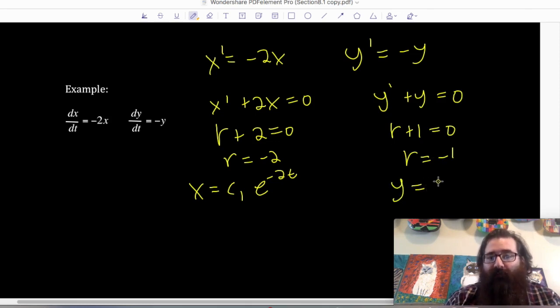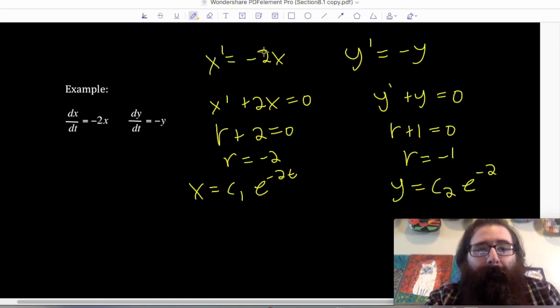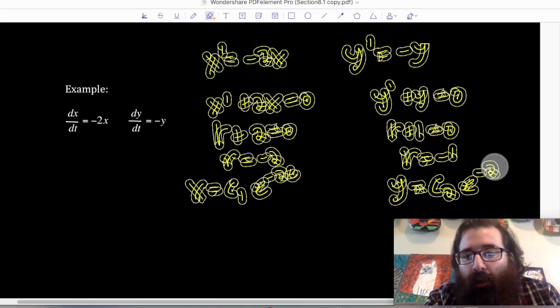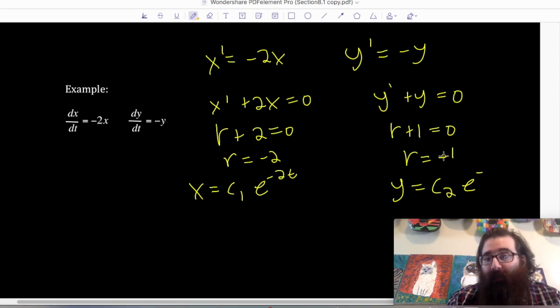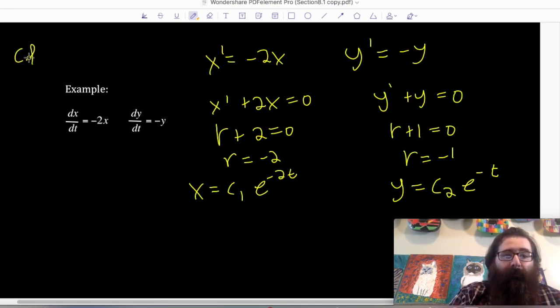So we get y as a function of t is some constant c sub 2 times e to the negative 1t, or e to the minus t. And talking about the critical point, we didn't go through and verify, but if you set x prime equal to 0 and y prime equal to 0, it certainly follows that x would have to be 0 and y would have to be 0. So we have the critical point 0, 0 that we're talking about.